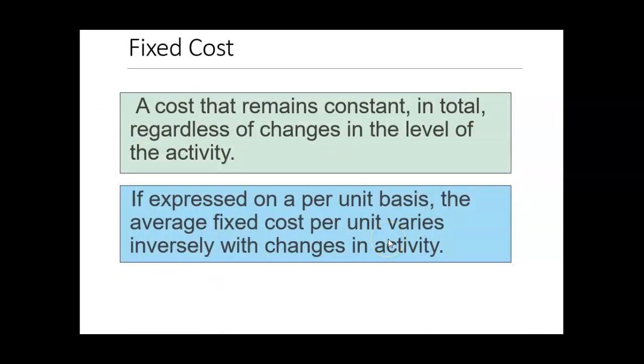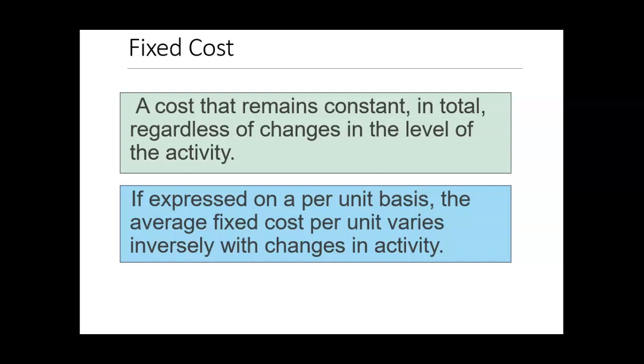Okay? Then we have what's called fixed cost. Fixed cost is the cost that remains constant in total regardless of the change in the level of activity. But if expressed on a per unit basis, the average fixed cost per unit varies inversely with changes in activity. Again, you're going, what? Let's talk about it again. So a fixed cost is a cost that remains constant. Let's think about a manufacturing plant that we're using to make products, and we're paying rent of $1,000 per month.